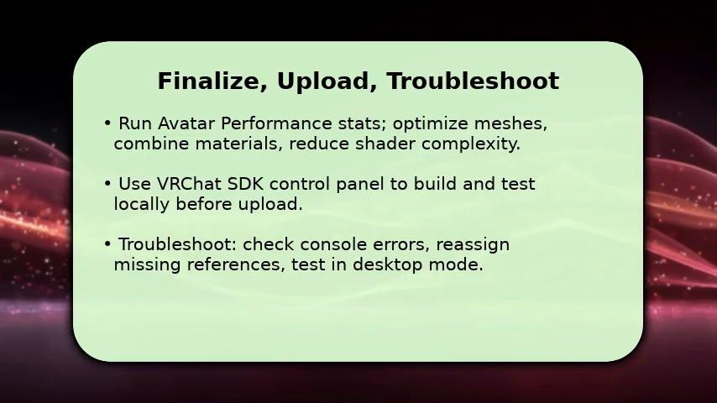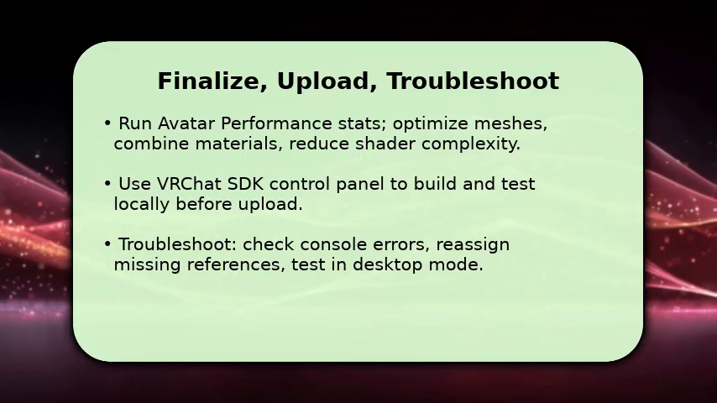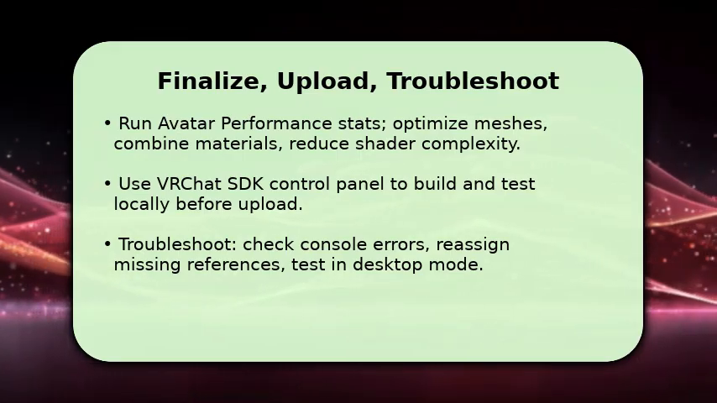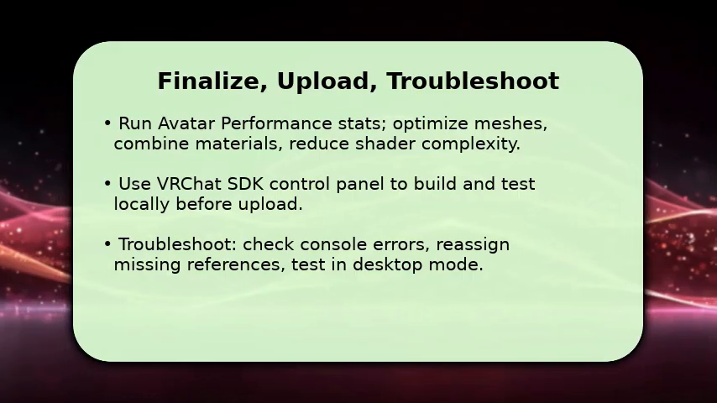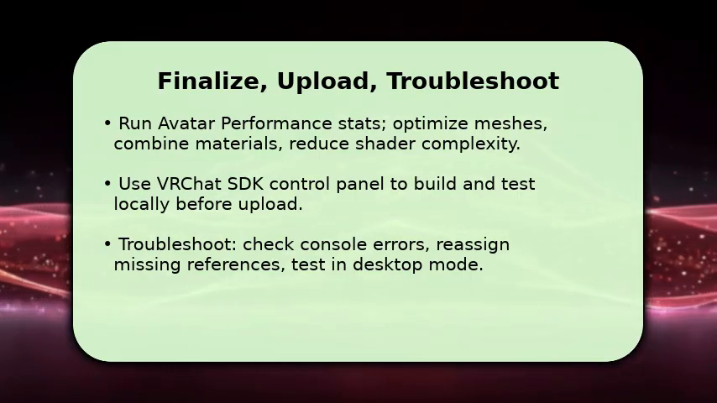If something breaks, inspect Unity console for missing references or animation errors, reassign components, and rerun build and test. If view offset or colliders misbehave, adjust descriptor values and retest until stable.